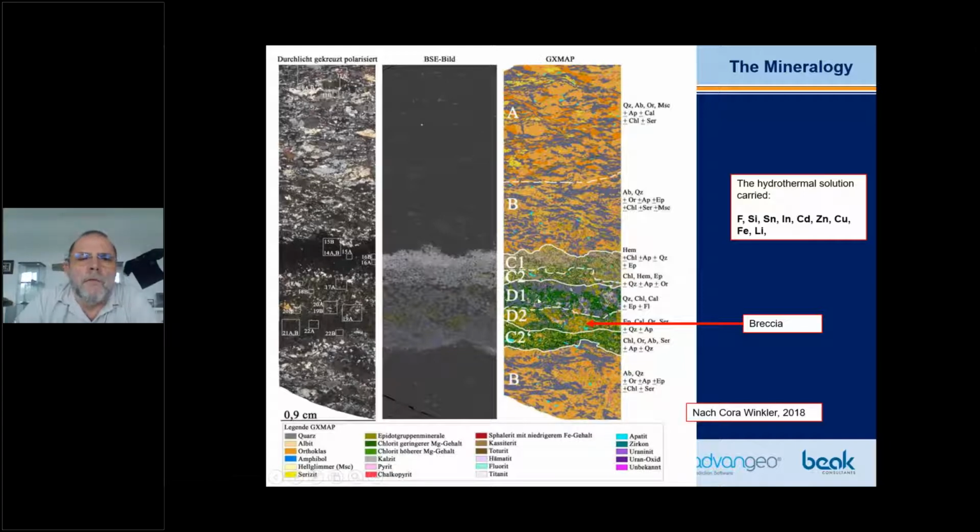If you have a closer look at this central vein, we can see here rock pieces that are completely altered, but they show us that this movement channel of the solution was created by a tectonic event, creating this little fracture here. So the solution comes in, flows mainly through the channel, and then it penetrates into the wall rock, alters the wall rock, releases the typical mineral zoning, and releases also the ore minerals. So the hydrothermal solution carries here, in this case, fluorine, fixed as fluorite, silica, fixed as quartz, and then tin, indium, cadmium, zinc, copper, iron, of course, and lithium.